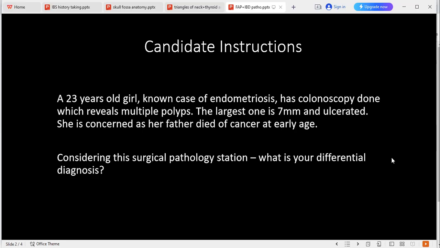Right. So if you've read and understood, considering a surgical pathology station, kindly tell me what differential diagnoses you'll consider for this particular patient? Yes, ma'am. The differential diagnosis includes familial adenomatous polyposis, Lynch syndrome, Gardner syndrome, inflammatory bowel disease, or colon cancer.